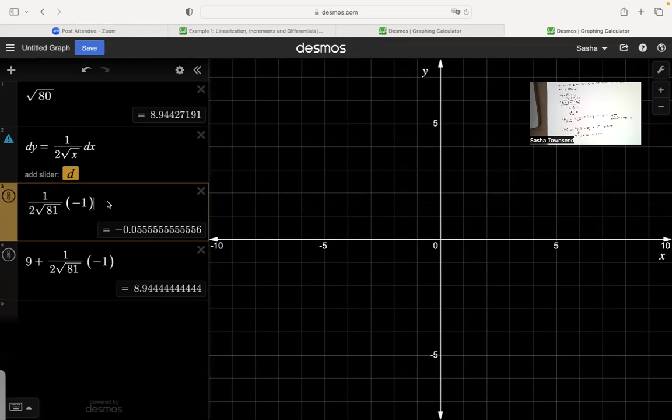So this is what we get. Here's our differential. If we evaluate that differential at x naught equals 81 and dx equals -1, we get this as our expected change in y using the tangent line approximation. And then the new y value should be the original y value, which was 9, plus that change. So we get 8.944 as our approximation.